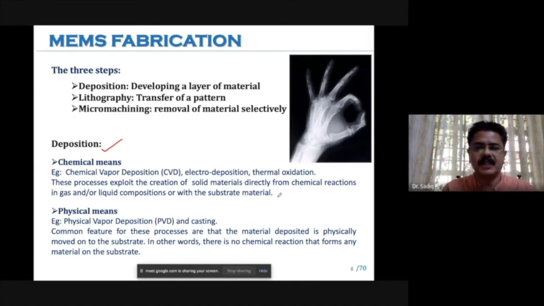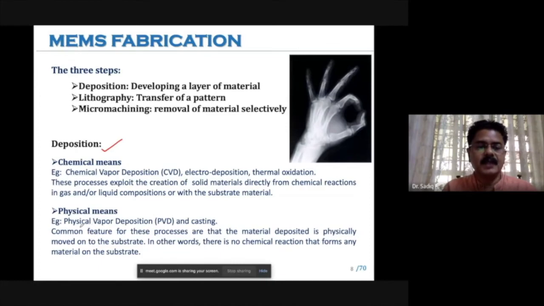Now, physical means of deposition, obviously there is no chemical reaction happens. The deposition is happening on the substrate by transferring the material on a substrate. Examples of physical methods of deposition are physical vapor deposition and casting. When you hear the term chemical vapor deposition and physical vapor deposition, please understand that chemical vapor deposition is actually a group of processes. There are many processes where vapor of something is deposited and the vapor is formed by chemical reaction. Physical vapor deposition is again a set of deposition processes where a vapor of something is formed by some physical means. There is no chemical reaction involved. So that set of processes is called physical vapor deposition.